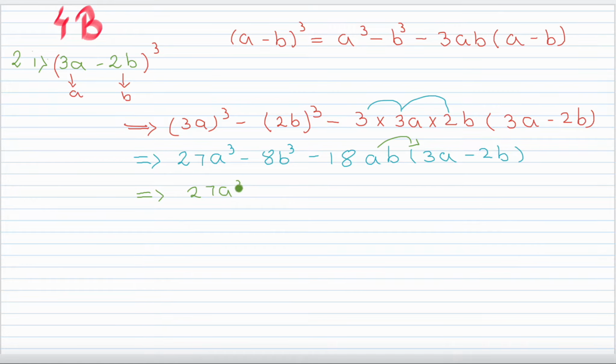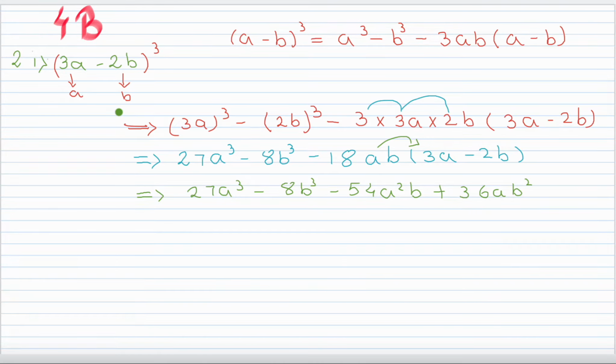27 a cube minus 8b cube minus 18, 3 is this one with a minus sign, so we'll write minus 54 a square b, minus into minus is plus, 18 2s are 36 a b square. So this is the final answer of this question, okay? This example is very easy, you can solve other examples similarly.